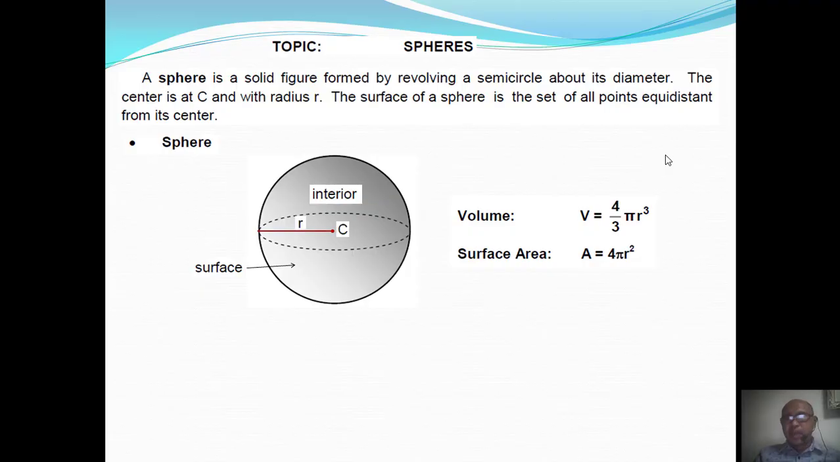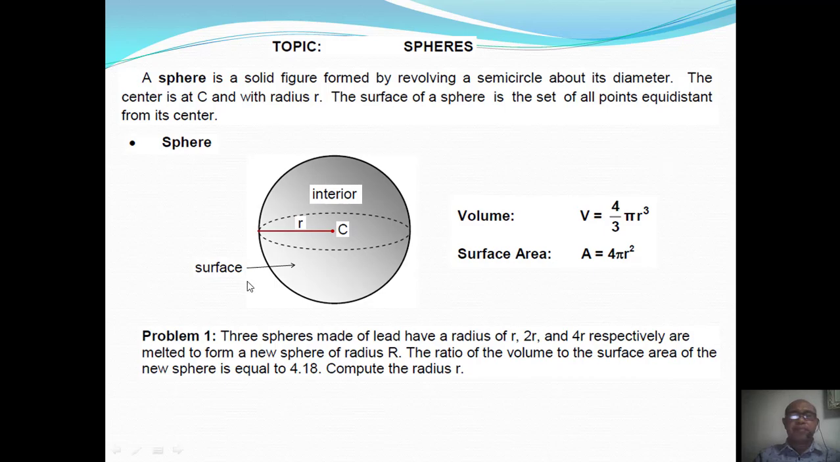Okay, so we have a representative problem. Problem number 1. Three spheres made of lead having a radius of r, 2r, and 4r respectively are melted to form a new sphere of radius R. The ratio of the volume to the surface area of the new sphere is equal to 4.18. Compute the radius r.